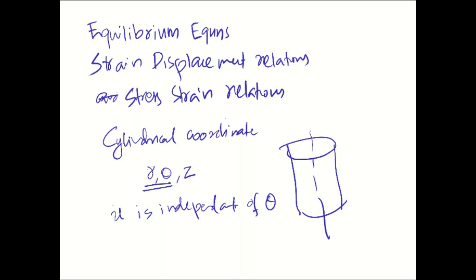Now we can say one more thing. Due to the symmetry, we can also say that the stresses and strains are independent of theta, just like the displacement. Any stress component tau ij is independent of theta, that means it does not vary with theta, and any strain component epsilon ij is independent of theta.